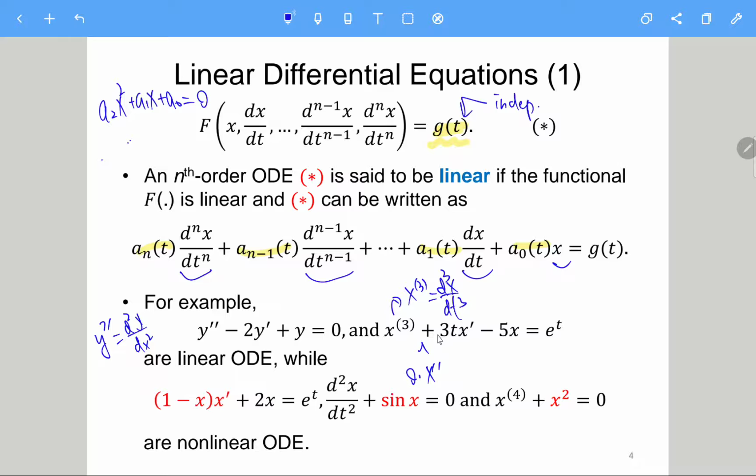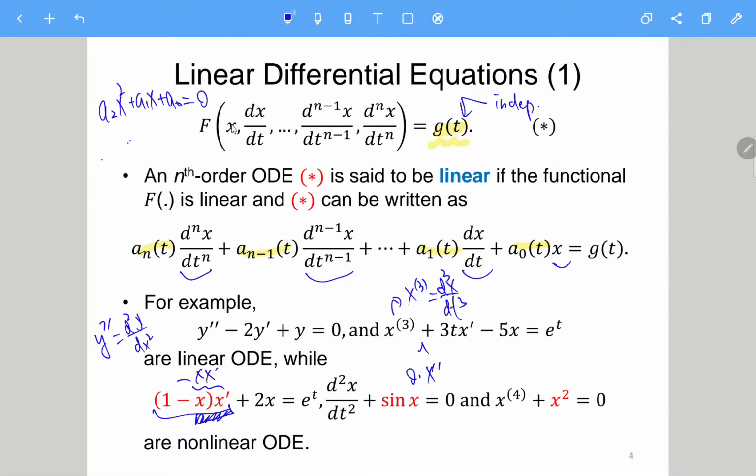Still, linear ODE is not easy to calculate generally. So here are some counterexamples. We will see nonlinear ODE here rather than linear ODE. The other way around is nonlinear ODE. For this term, we have x times x prime, especially this term, minus x times x prime. So this is not linear.